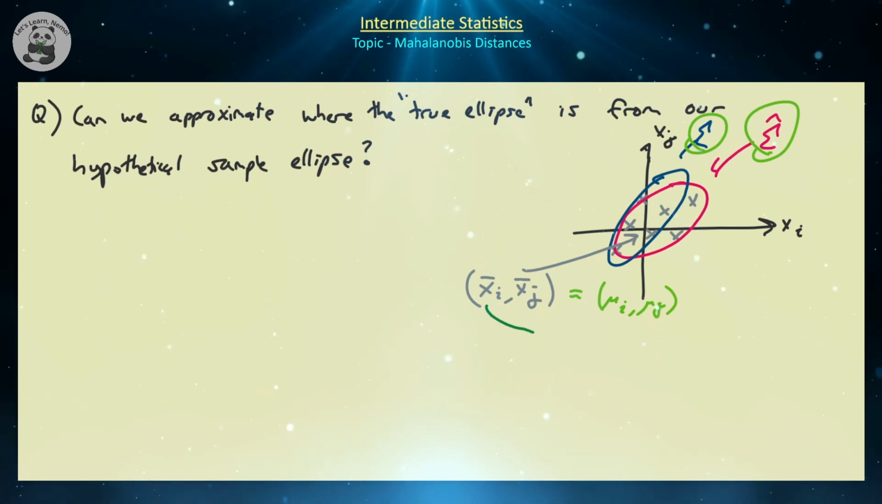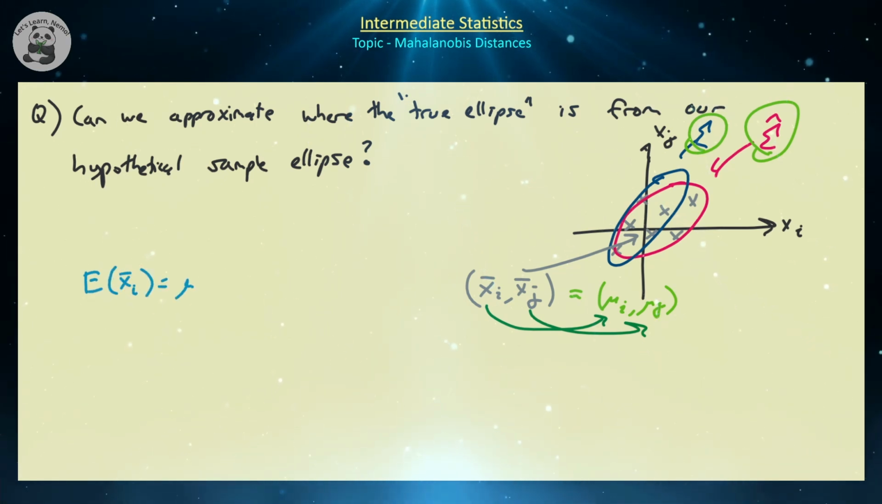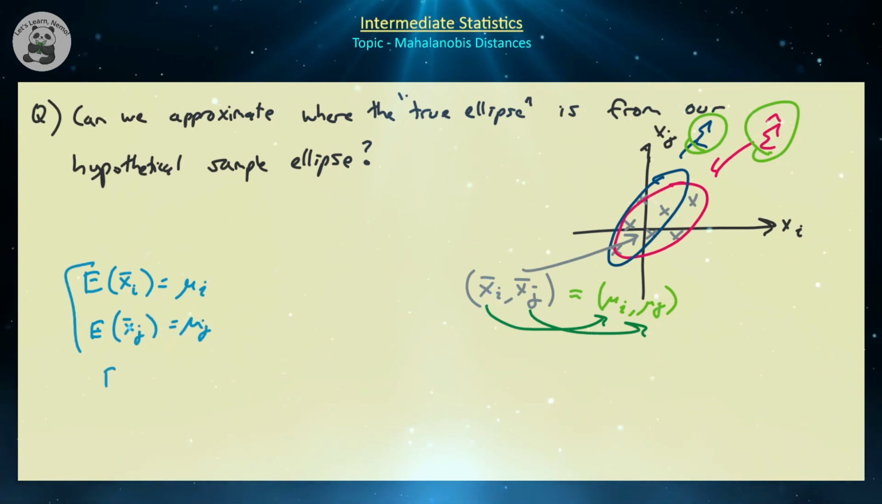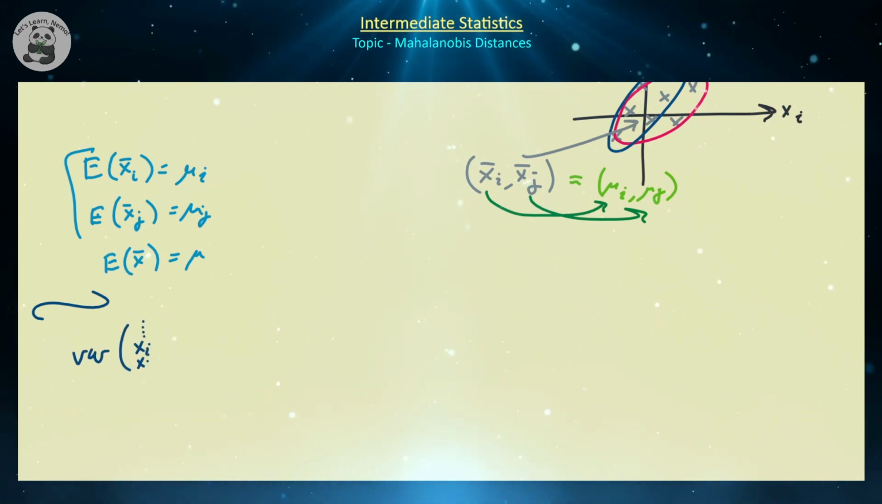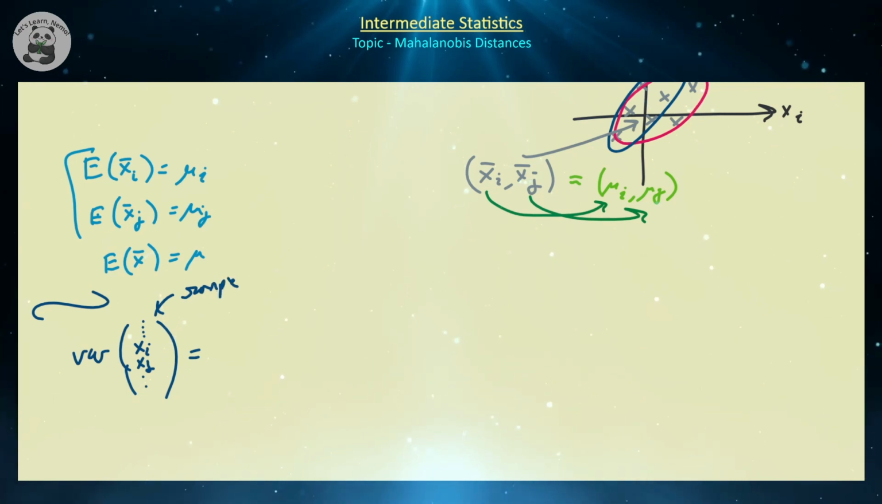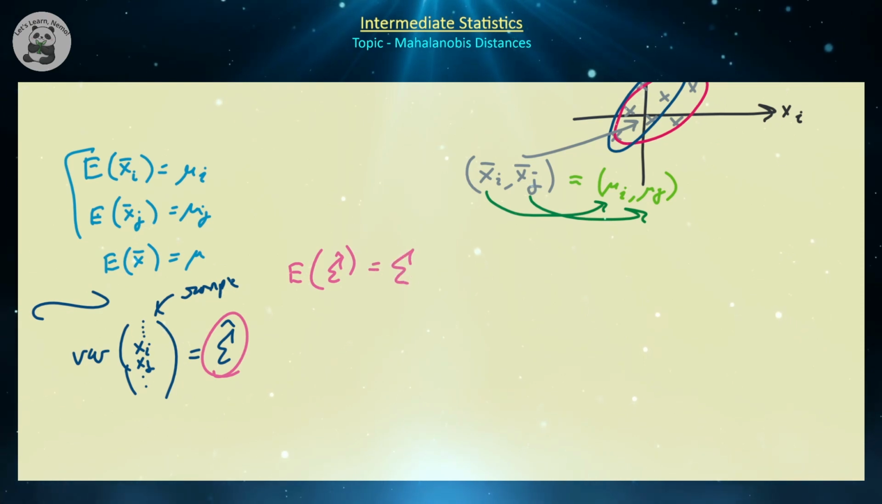And why do we use x bar i to approximate mu i and x bar j to approximate mu j? Well, because the expected value of x bar i is equal to mu i, and the expected value of x bar j is equal to mu j, and moreover, the expected value of the random vector x bar is equal to the parameter vector mu, which we've already proven. So if we have our sample covariance matrix, which is going to be, for example, the variance of xi, xj, and all of the other things, then obviously, since this is a sample set, this is a sample covariance matrix. And why is this okay to use? Well, one can also prove that the expected value of sigma hat is equal to sigma.